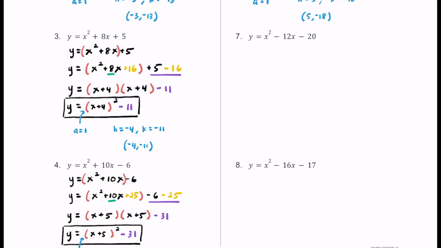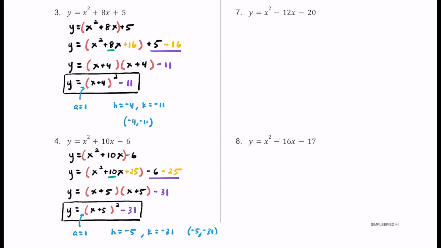For number 7, we have this equation, y is equal to x squared minus 12x minus 20. So y is equal to, let's go ahead and write this down. And in your head, hopefully you can think about what were the steps that we've been practicing so far. So again, we're gonna go ahead and group these first.